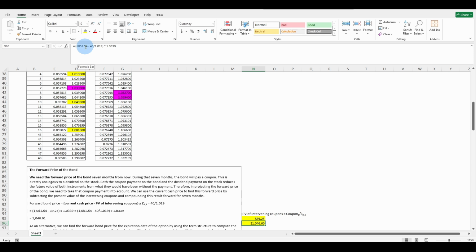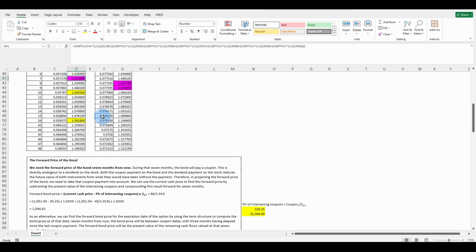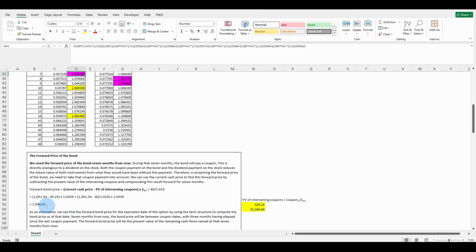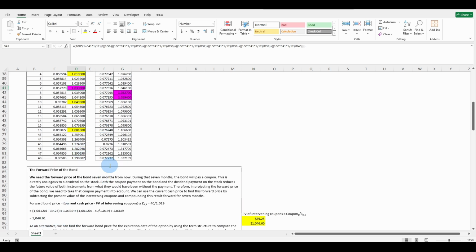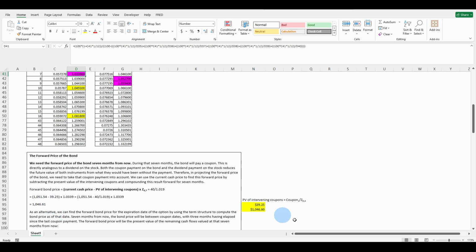Here it is, 105 minus 40 times 1.0339. This is our zero coupon discount factor. And we're discounting this 105.1 with coupon. All we're doing is discounting this. This has already been discounted. Then we're discounting that coupon to come up with this ultimate number.